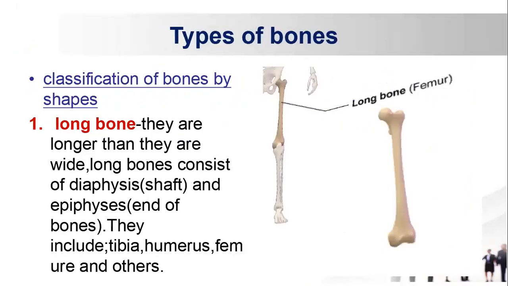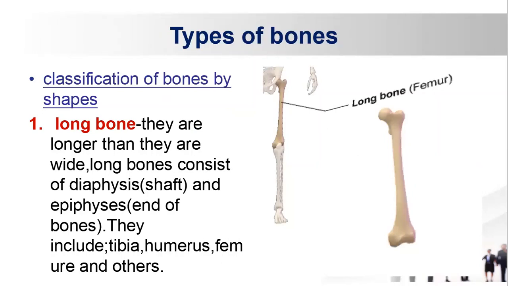We'll move ahead to the types of bones and the classification of bones by shapes, which is the first discussion. So we have long bones. Long bones are longer than they are wide. Long bones consist of the diaphysis, which is the shaft, and the epiphysis, which is the end of long bones. We'll discuss this in more detail as we move ahead. They include the tibia, humerus, and femur.